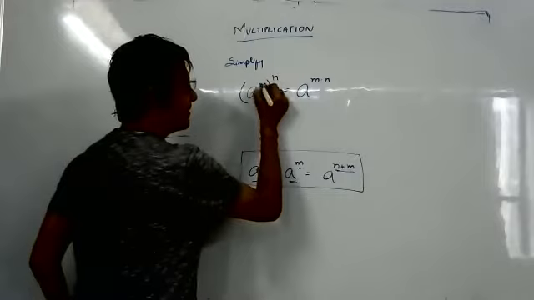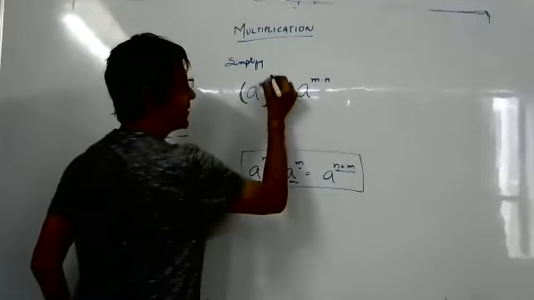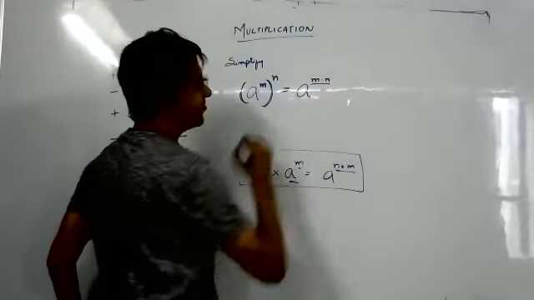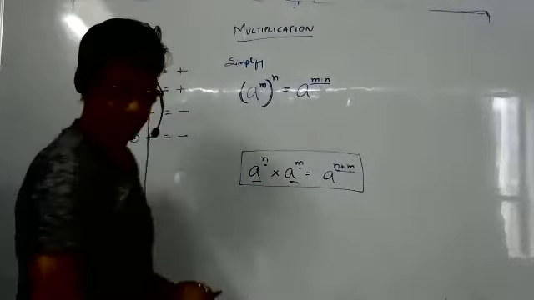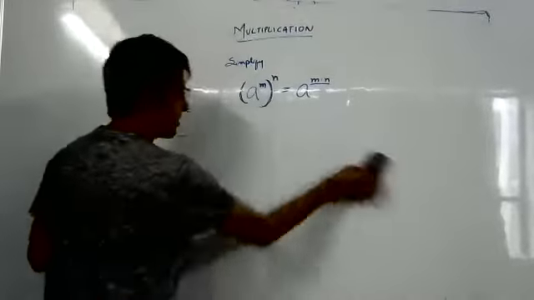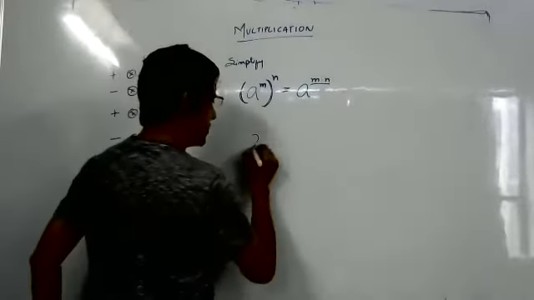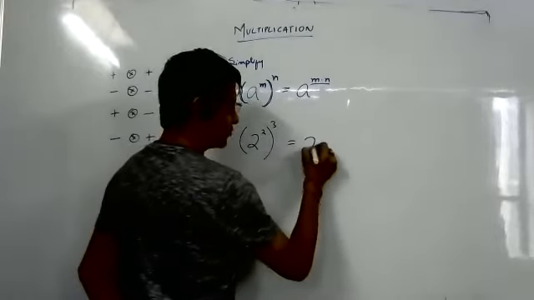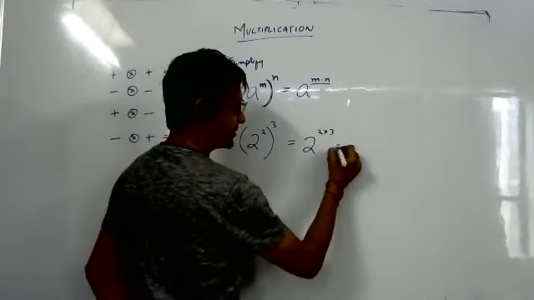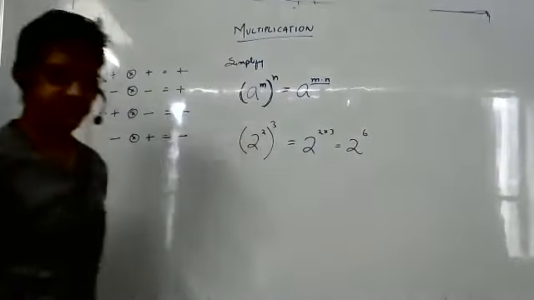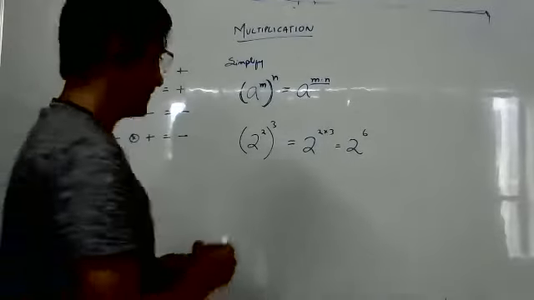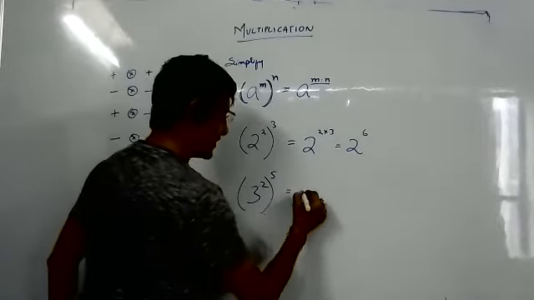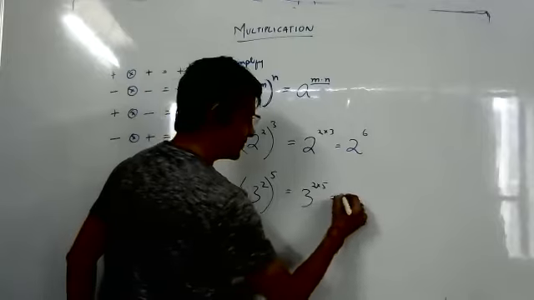A to the power m, the whole bracket n, is equal to A to the power m multiplied by n. Example: 2 to the power 2, whole bracket 3. We can write it as 2 to the power 2 into 3, which is 2 to the power 6. 3 to the power 2, bracket 5. We can write 3 to the power 2 into 5, 3 to the power 10.